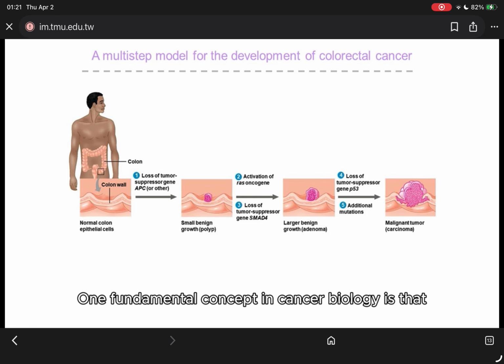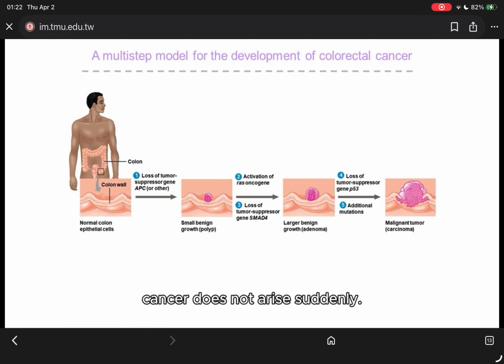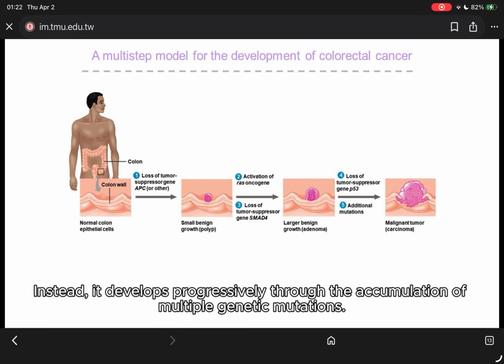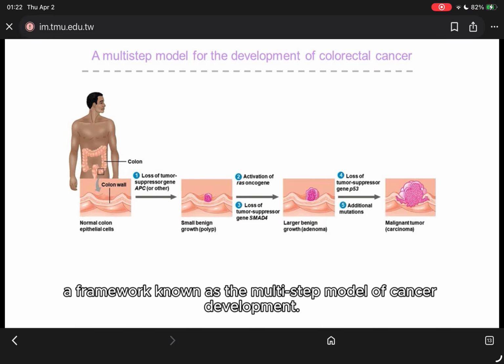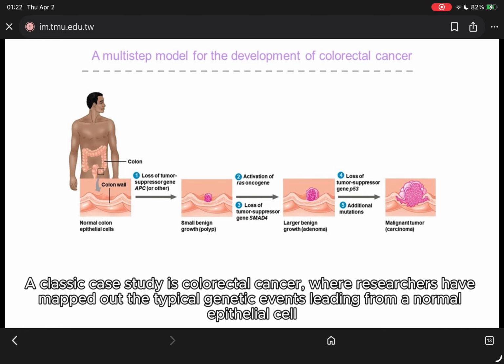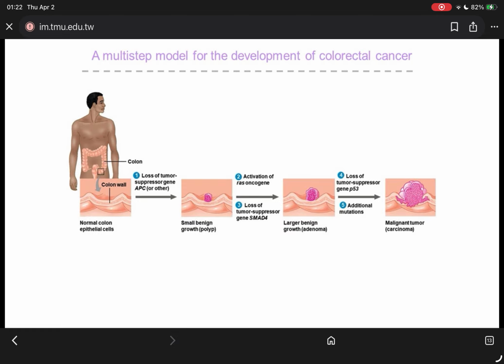One fundamental concept in cancer biology is that cancer does not arise suddenly. Instead, it develops progressively through the accumulation of multiple genetic mutations, a framework known as the multi-step model of cancer development. A classic case study is colorectal cancer, where researchers have mapped out the typical genetic events leading from a normal epithelial cell to a fully malignant carcinoma.